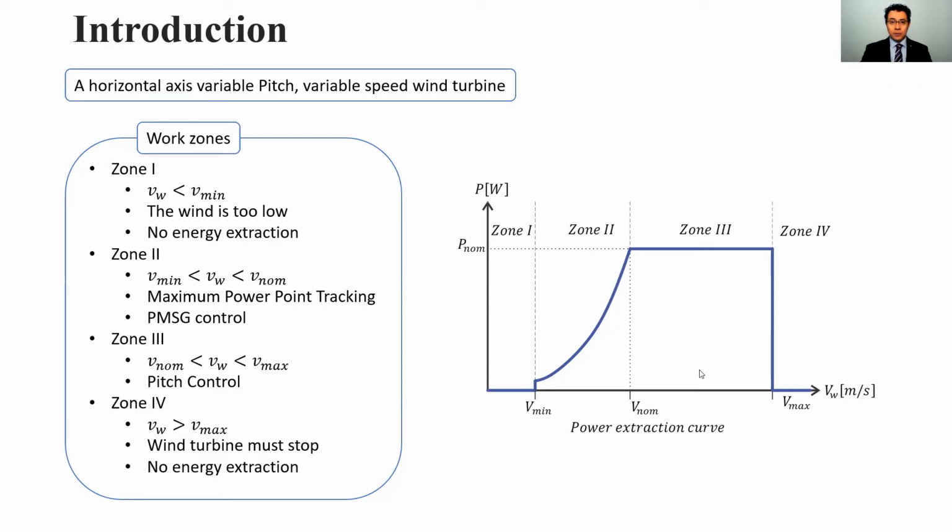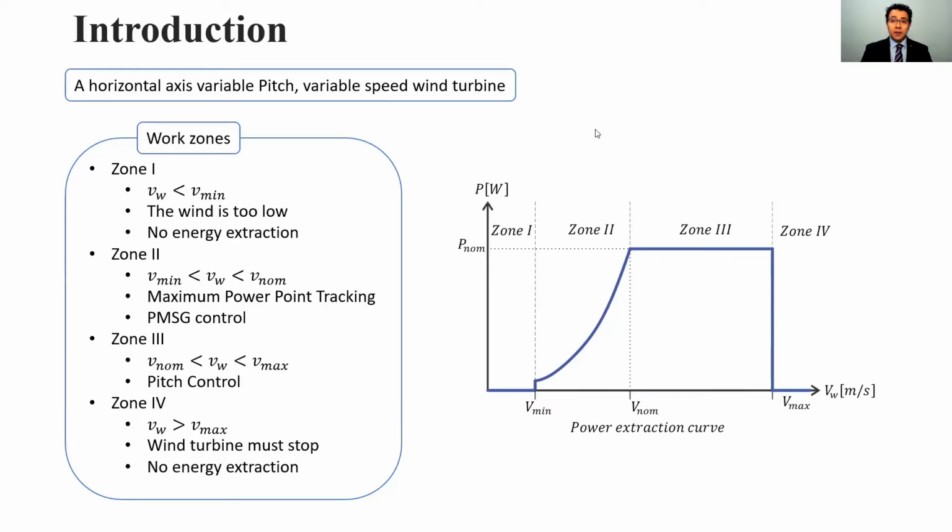In Zone 3, the wind speed is higher than the nominal wind speed, causing the permanent magnet synchronous generator to work over its nominal speed. So the controller must adjust the blade's pitch angle to limit the power extraction and operate the electric generator at its nominal speed.